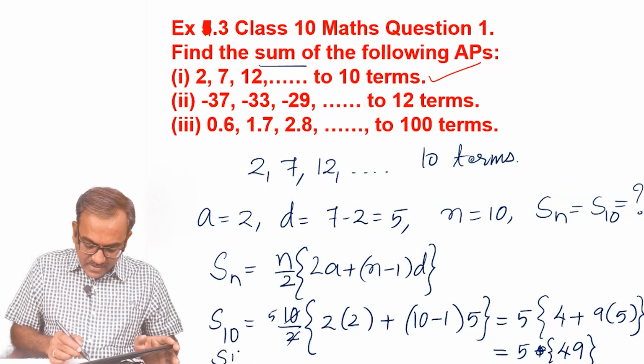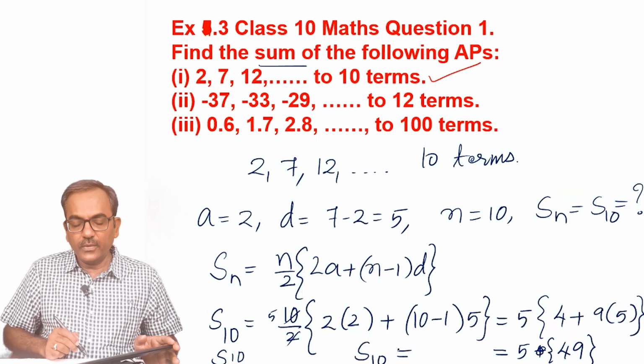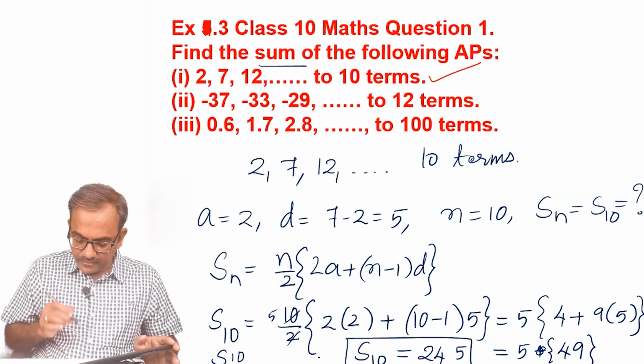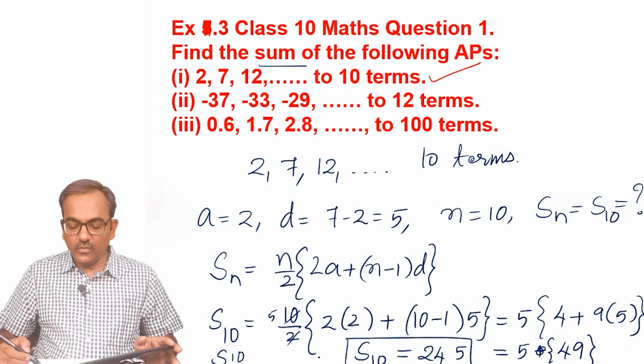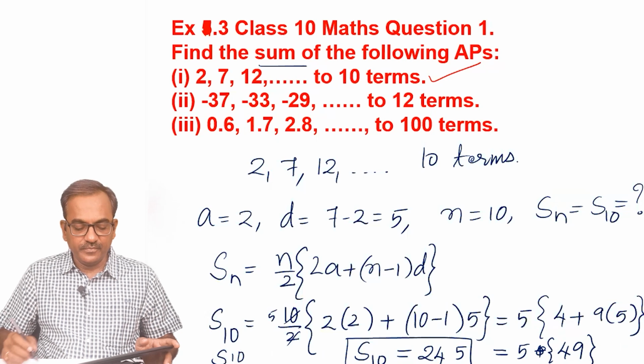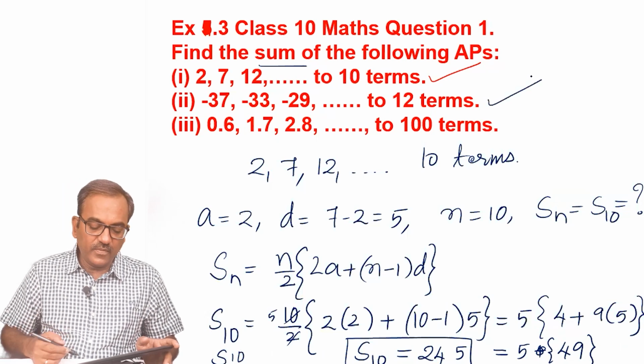So what is the final answer? Yes, 5 times 49. So I'll write it here: S10 is equal to 245. So this is how you make the best use of the formula and you arrive at the solution. Now let us take up the second one.